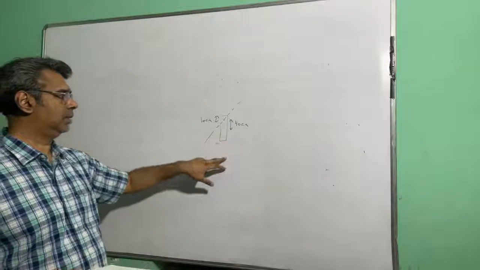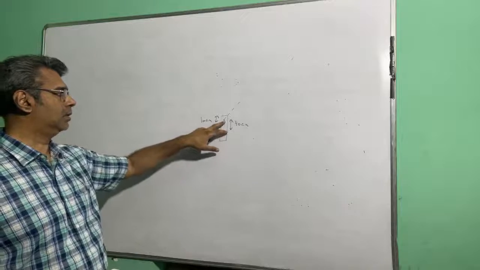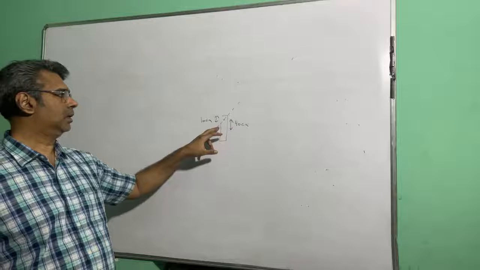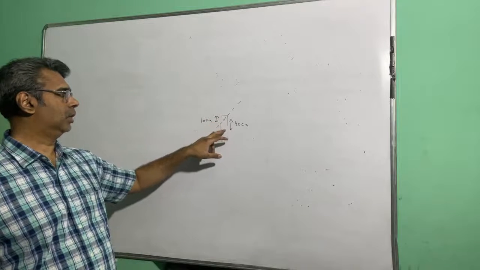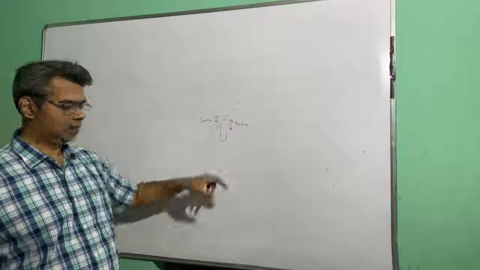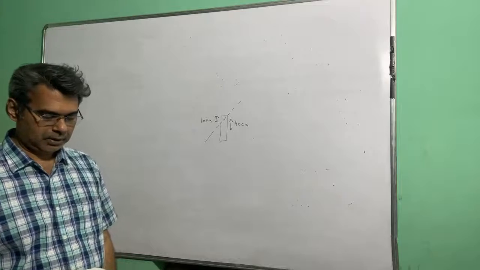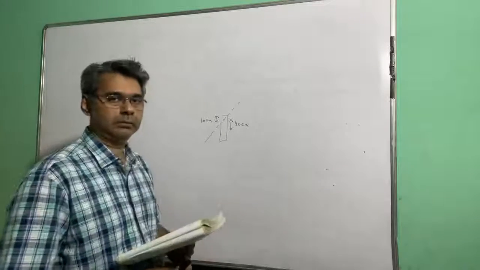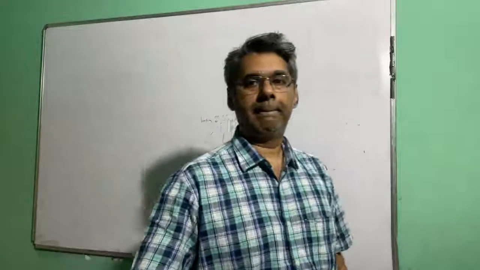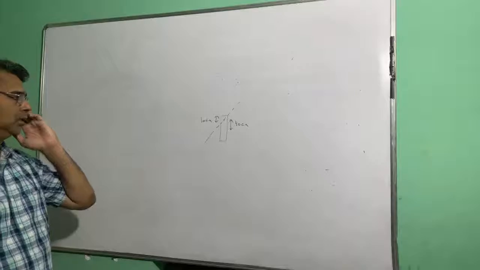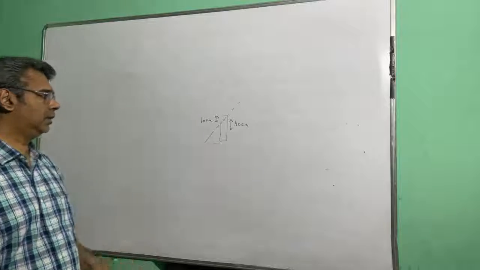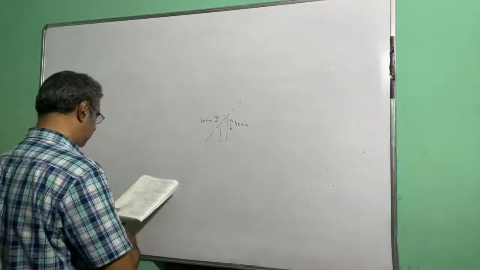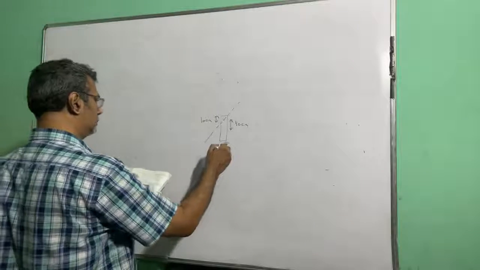So this is a meter stick. It is suspended about a point which is 10 centimeter from the top. What is the time period of small oscillations about this point? That is the question. This is 10 centimeter, this is 40 centimeter, so you have to find the time period of oscillations.